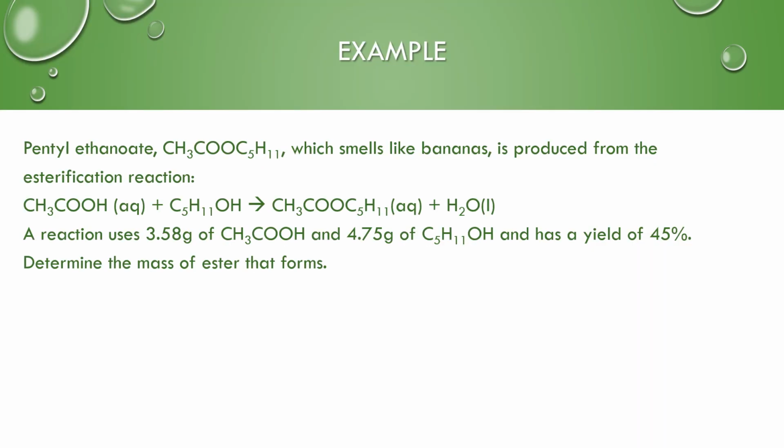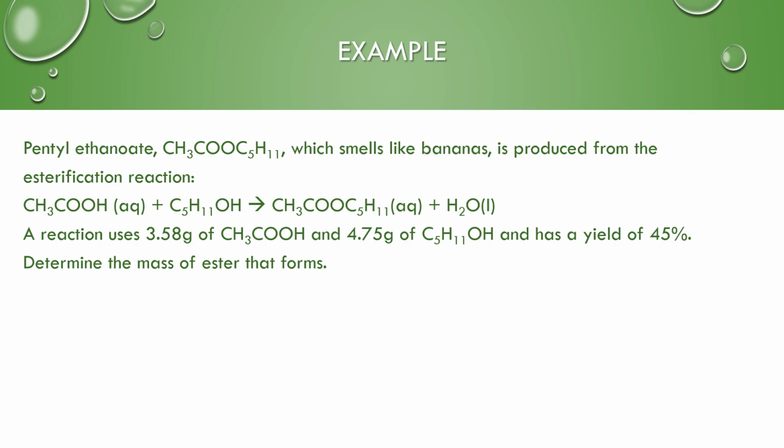So let's look at a couple examples here. We have pentyl ethanoate, which smells like bananas, which is a fun fact. Esterification is a cool reaction if you get a chance to try it. But it's produced from the esterification of the carboxylic acid and the alcohol to form the ester and water. Now, the reaction uses 3.58 grams of the acid and 4.75 grams of the alcohol and has a yield of 45% to determine the mass of ester that forms.